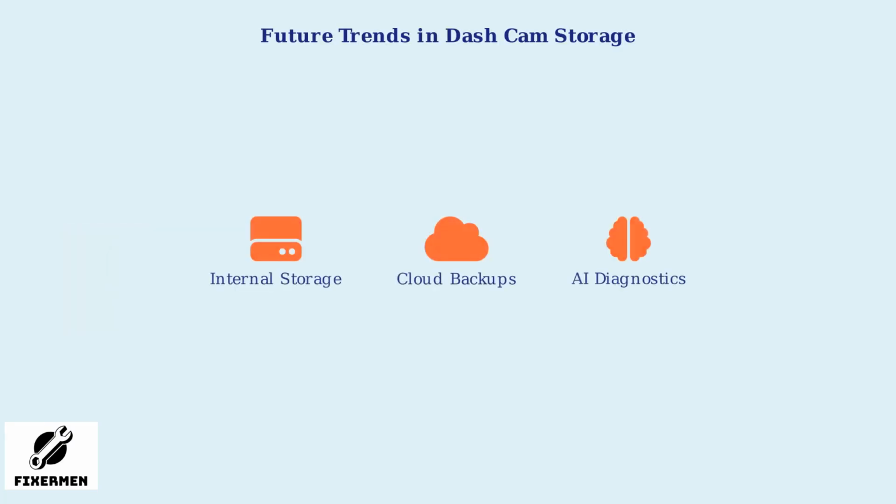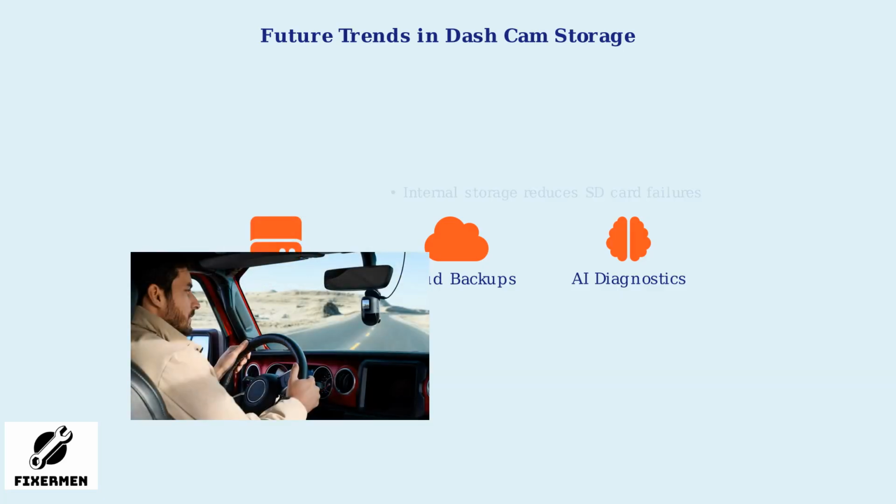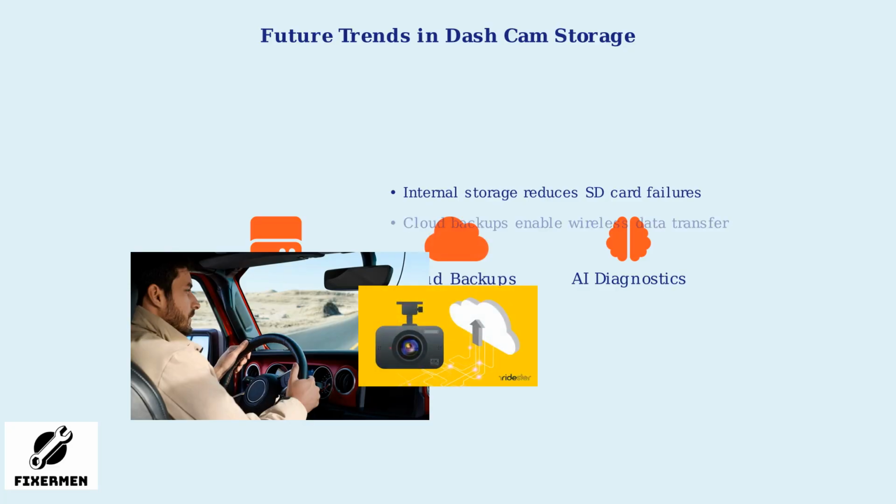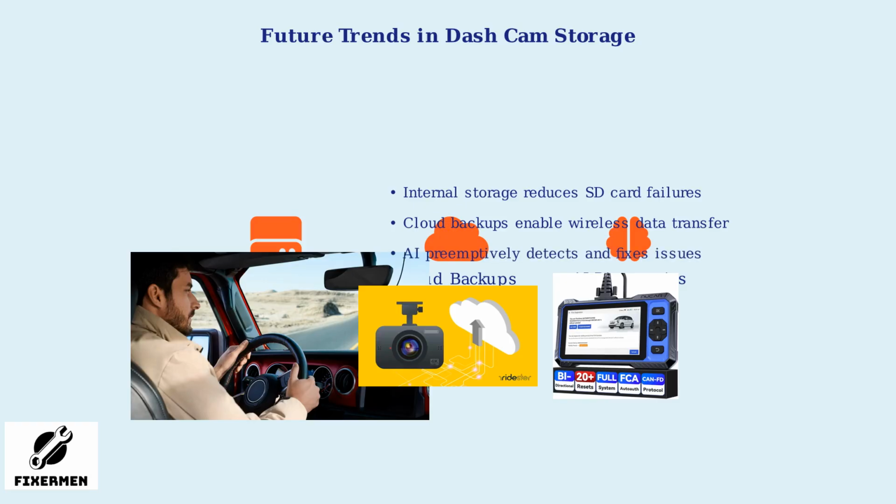Looking ahead, dashcam technology is evolving towards more reliable storage solutions to address common SD card issues. Future models may incorporate internal storage, eliminating the need for removable SD cards and reducing compatibility problems. Cloud backups will allow wireless data transfer and remote storage, minimizing physical card dependencies and enabling seamless access to footage. AI-driven diagnostics will proactively detect and resolve storage issues using machine learning to ensure consistent recording and reduce user troubleshooting. These advancements promise more dependable dashcam performance as technology continues to improve.